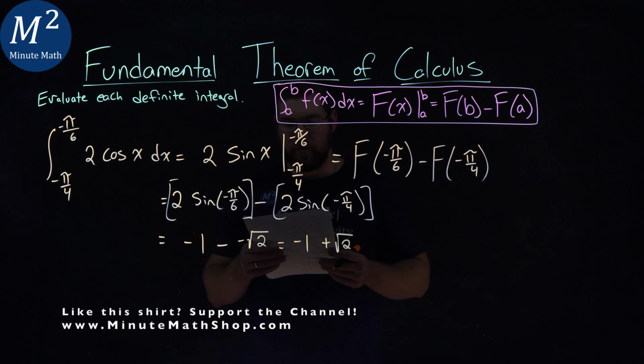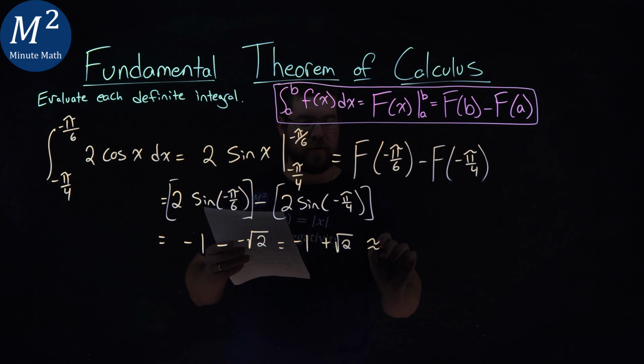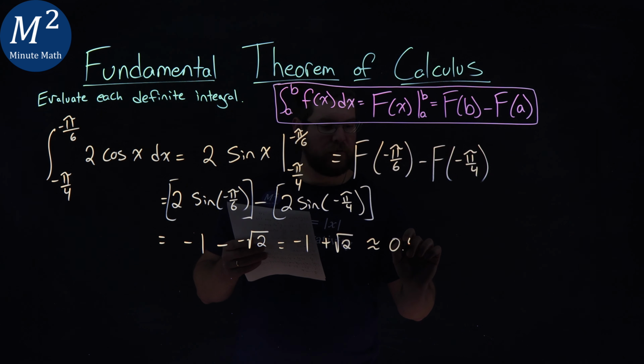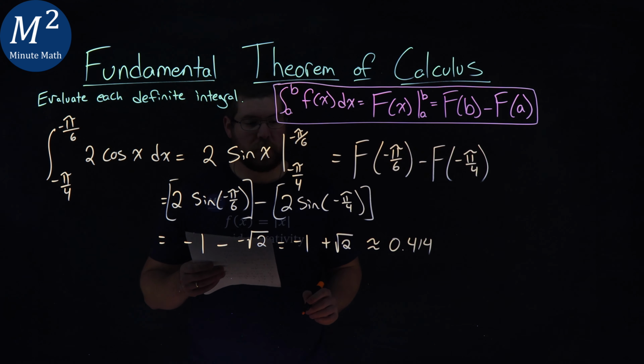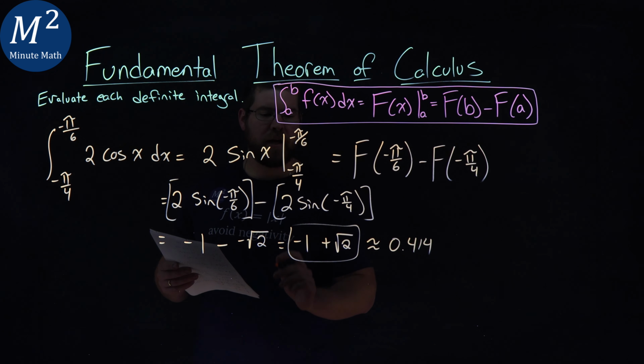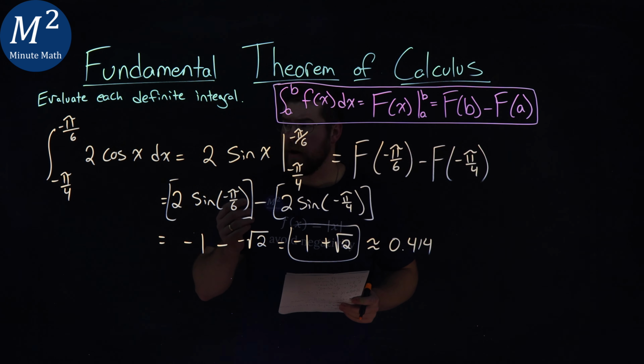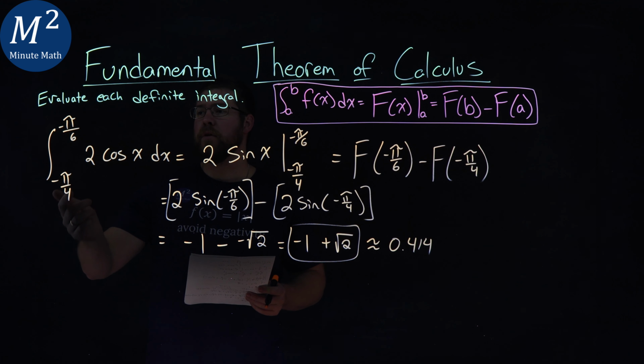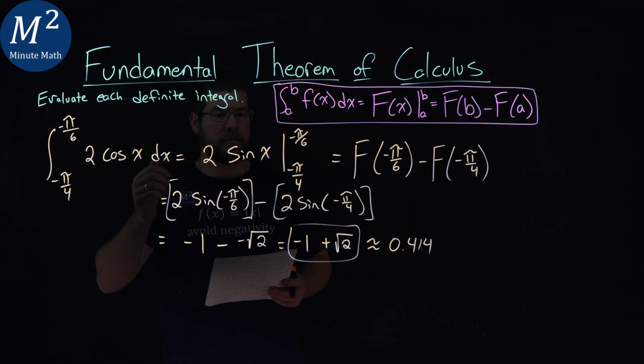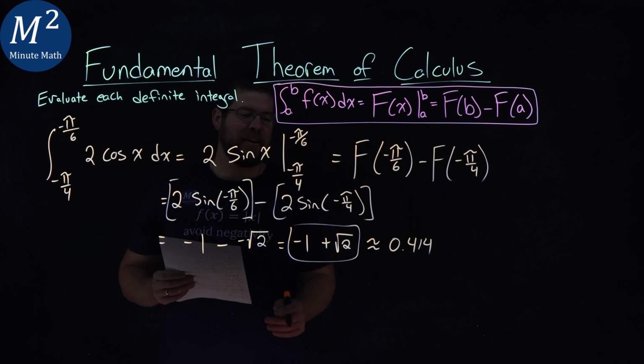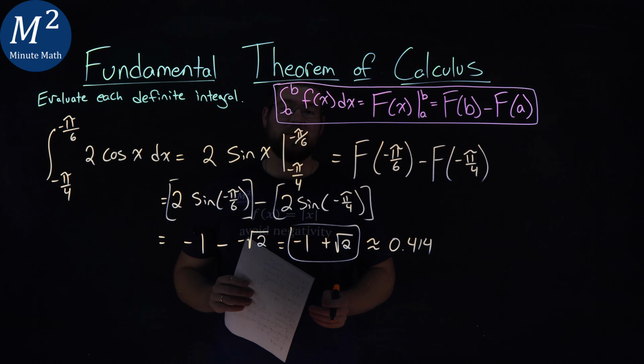And most places would be good with that, but if you want to write that as a decimal, it's approximately, just for you, 0.414. Okay? I prefer this form right here, negative 1 plus square root of 2. So our final answer here is that the integral from negative pi over 4 to negative pi over 6 of our function is negative 1 plus the square root of 2.